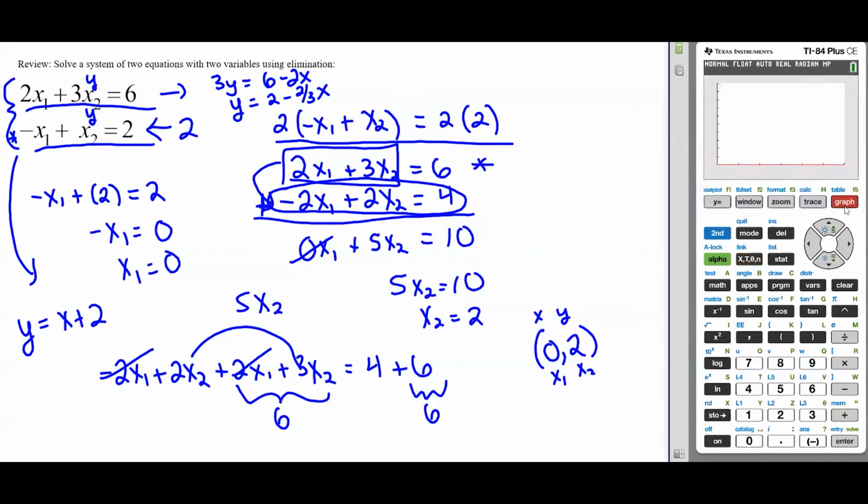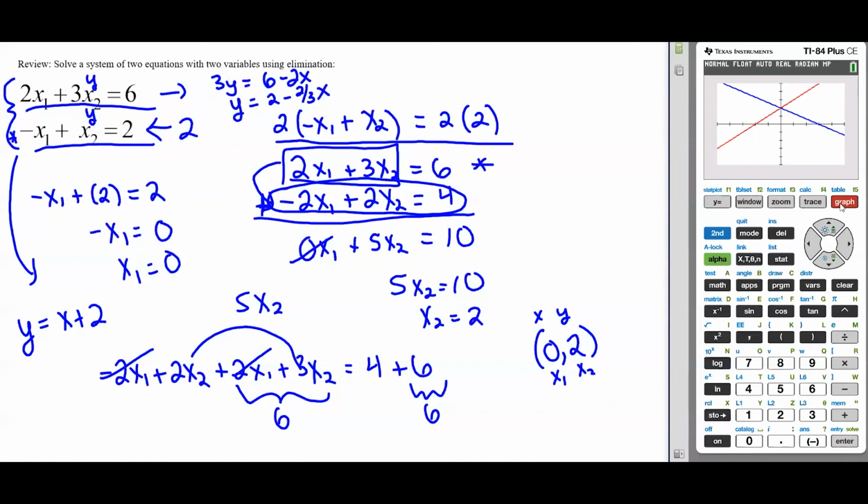And if we graph that, we need to set the window first. Oh yeah, my window's all messed up. So let's go from -5 to 5 in the x, scale by 1, and let's go -5 to 5 in the y, scale by 1. There we go. So we got the two equations graphed. The first equation looks like it's in blue. The second equation is in red.